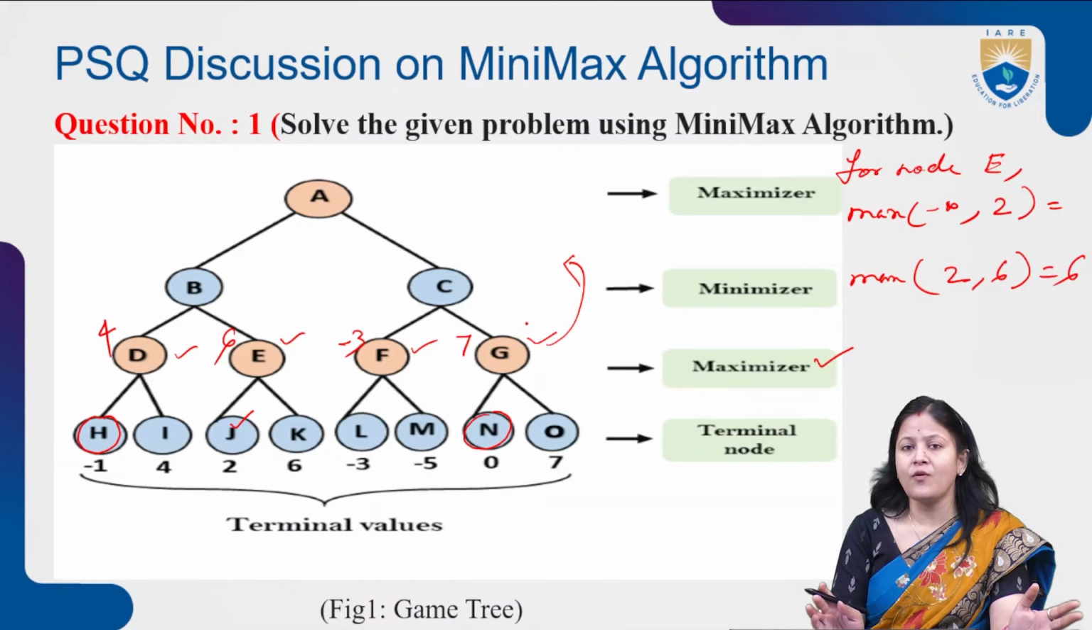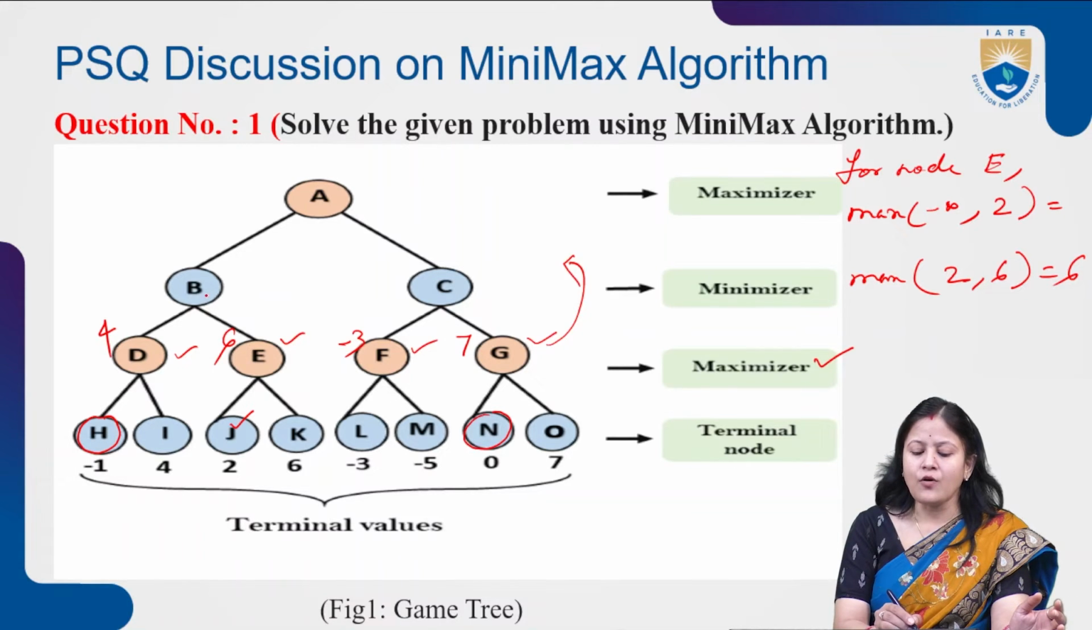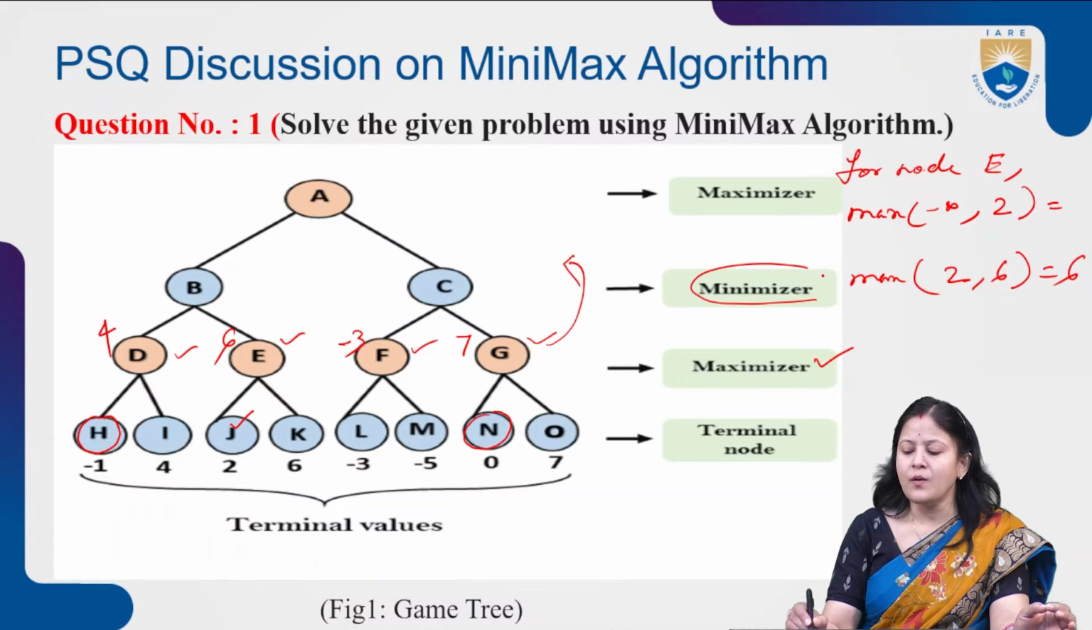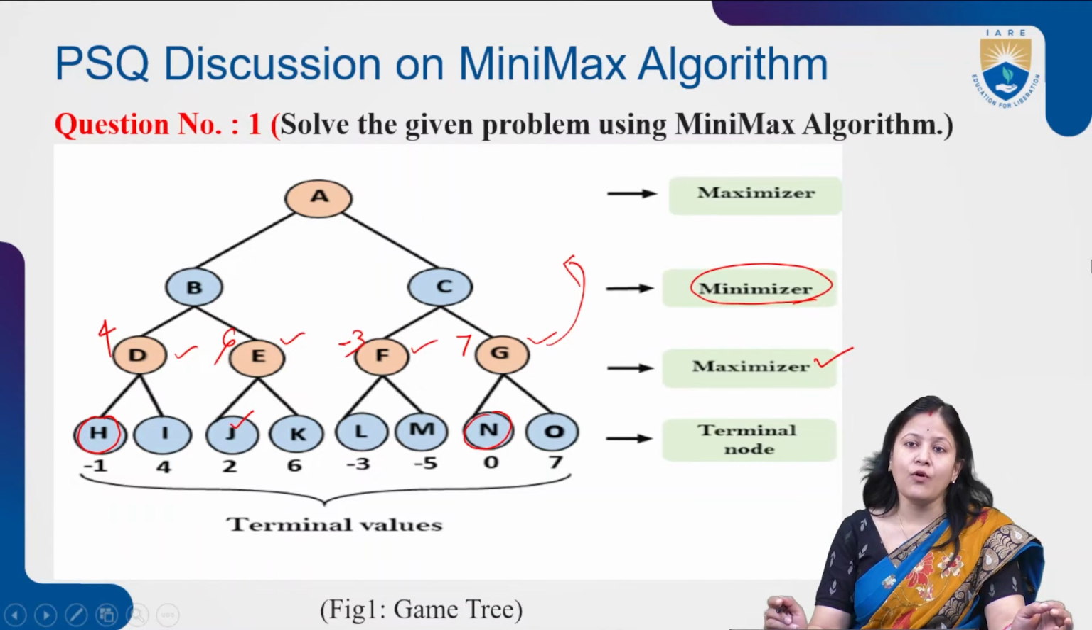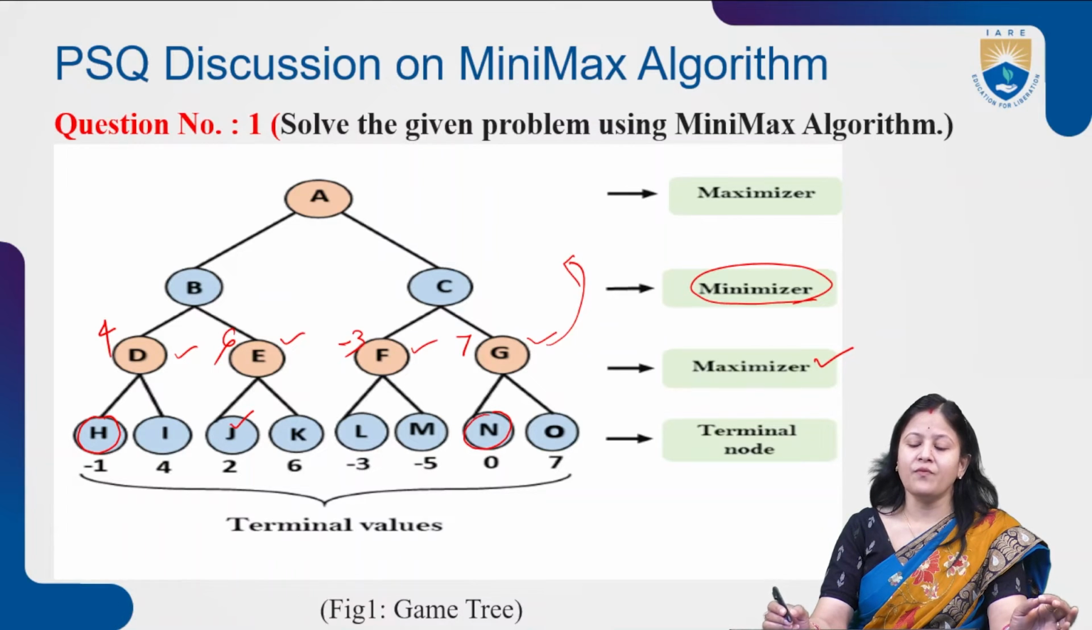We apply the same formula. While calculating the heuristic or utility value of B and C, we have to check in which layer they are present and who is playing. Who is playing here? The minimizer is playing. That means here we will not take minus infinity. Here we will take the worst case value of the minimizer, that is plus infinity.